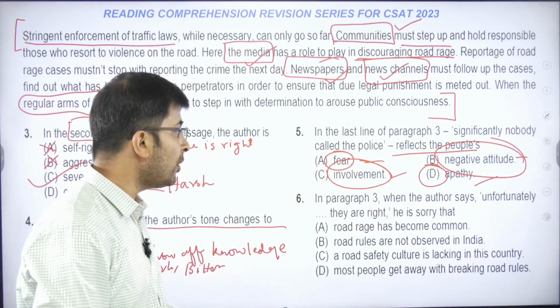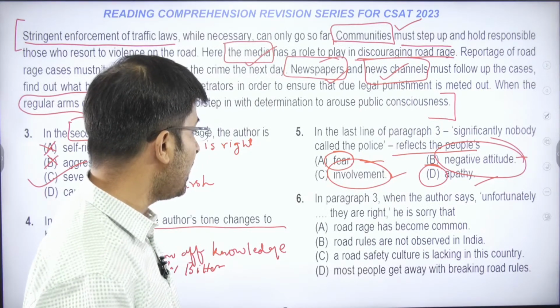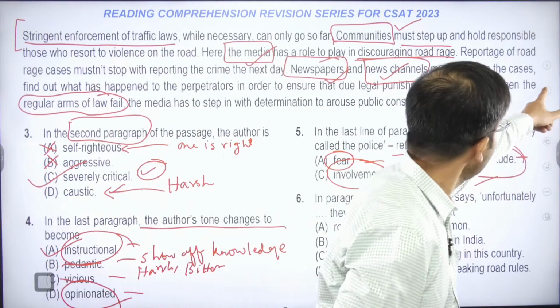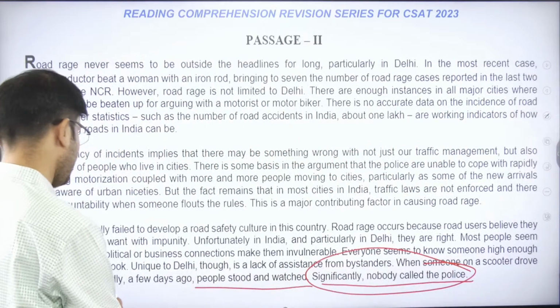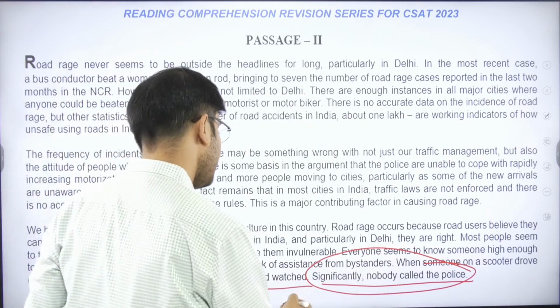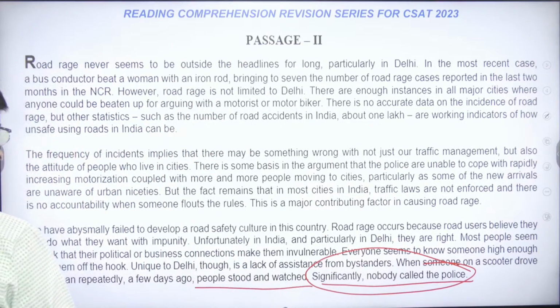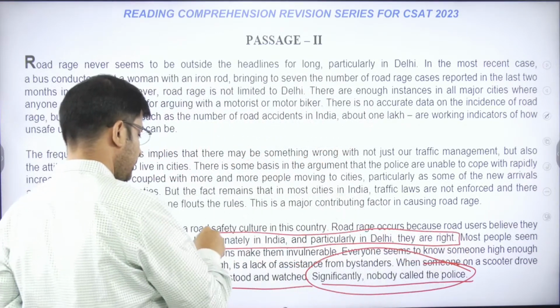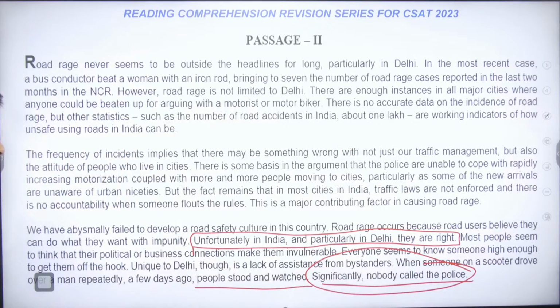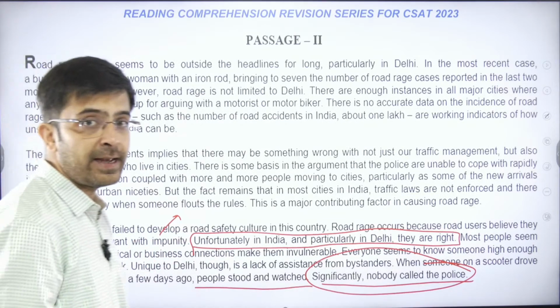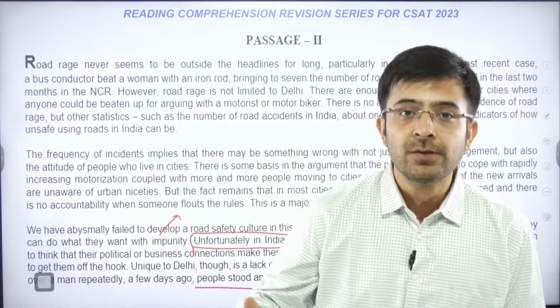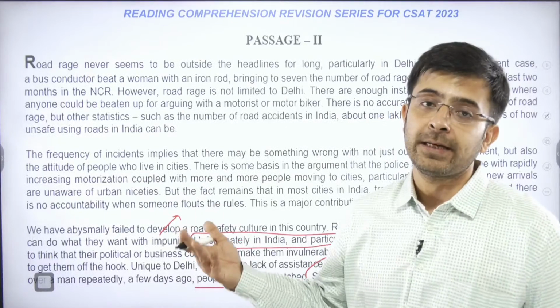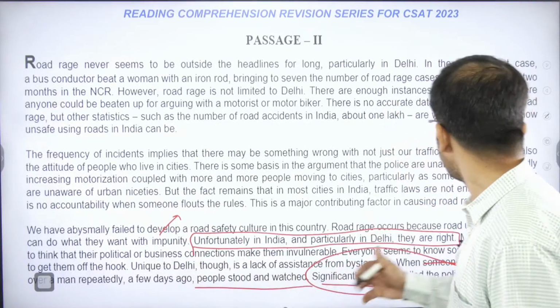In paragraph 3, when the author says, unfortunately, they are right. Let's look at paragraph 3. This line here. Road rage occurs because road users believe they can do what they want with no fear of consequence. Unfortunately, in India and particularly in Delhi, they are right, which means that there is no consequence, that people can break law and get away with it. Okay, that's what the author is trying to say.